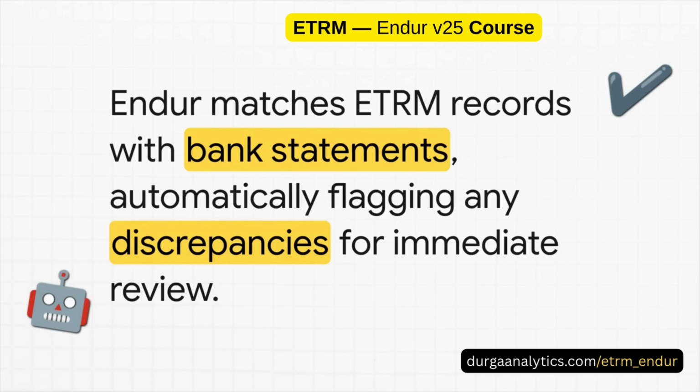Endur automates reconciliation by systematically matching its own payment records against the bank statements that you import. A query, just like the example you see here, can be set up to run automatically. It joins the ETRM data with the bank data and instantly flags any discrepancies. For example, any payment that's off by more than, say, $10. Those get flagged for immediate investigation.